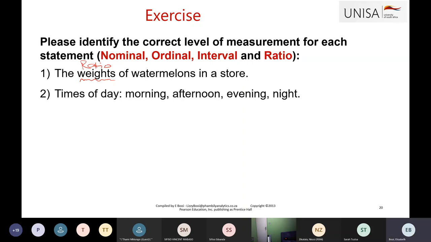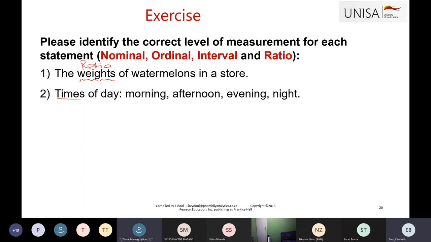Is it categorical or is it numeric? Let's start there. It's categorical. If you were only looking at time, it would have made it numeric, but because they say times of the day and they give you values within it, it's categorical. Now, you must think very hard and long about this one.